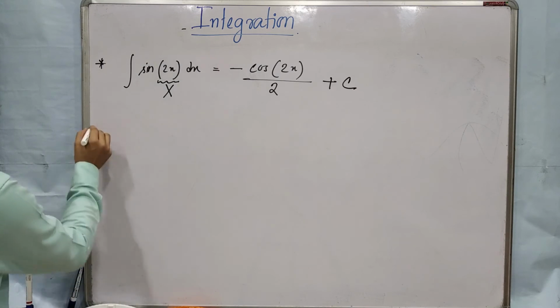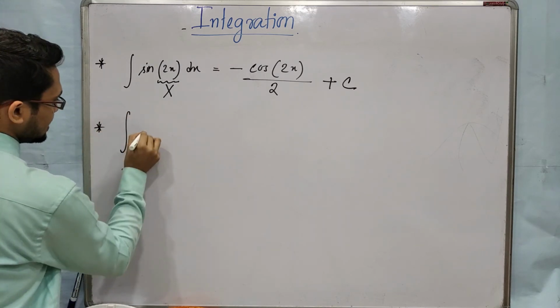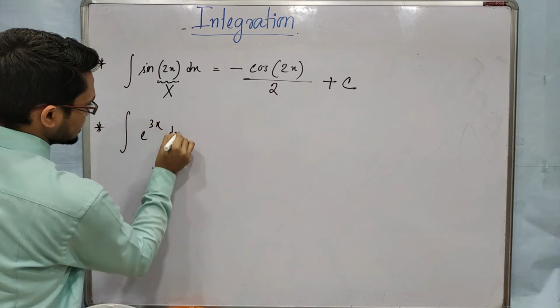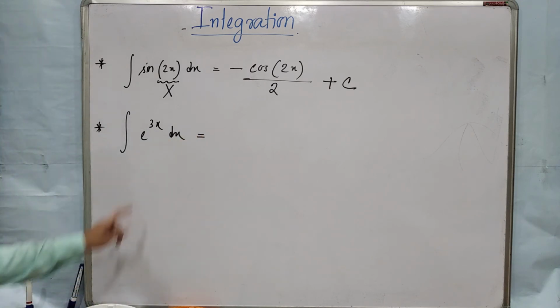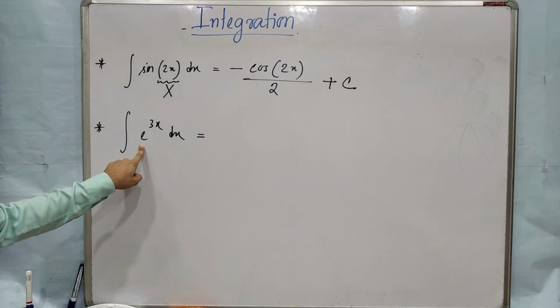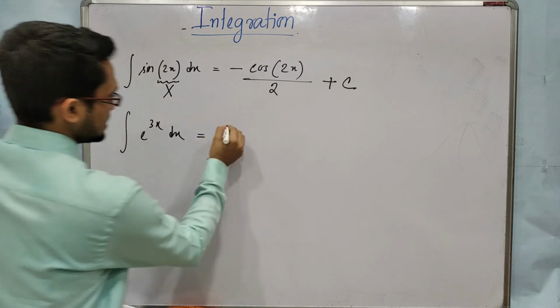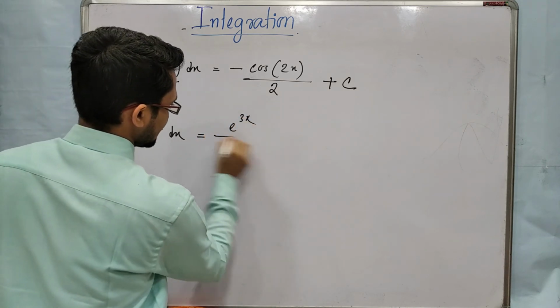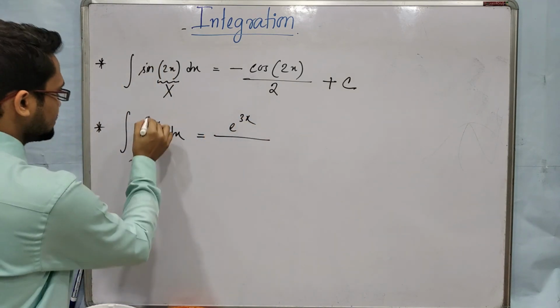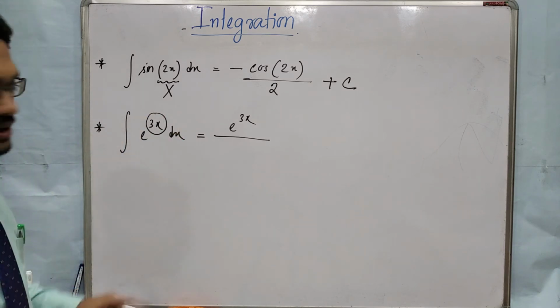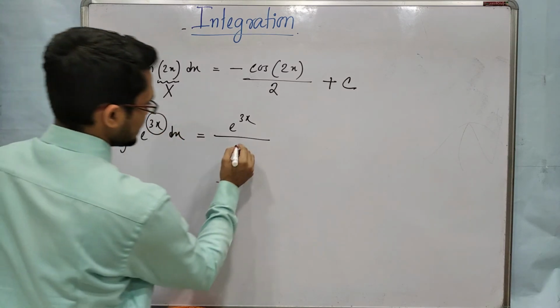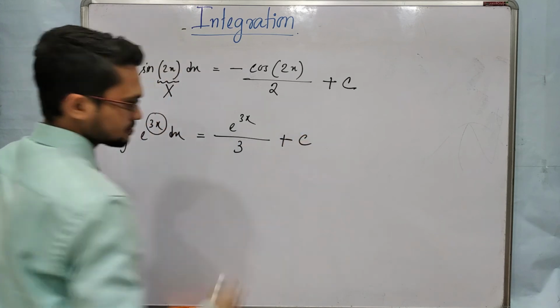So in this way, another one: suppose integration of e to the power 3x dx. First, integration of the exponential function is e to the power 3x. Then divide by the differentiation of this part. Differentiation means 3, plus c.